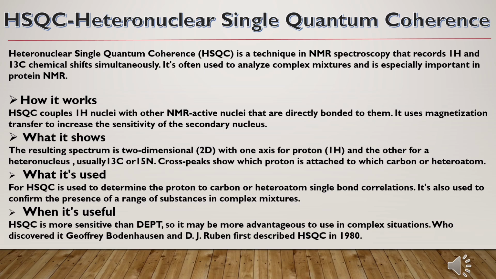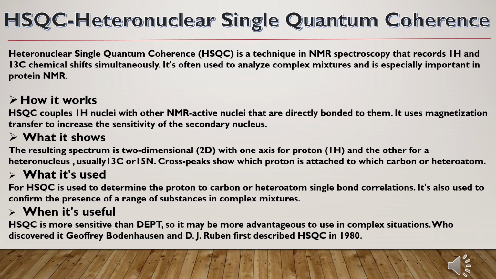HSQC, that is Heteronuclear Single Quantum Coherence Spectroscopy, is the NMR spectroscopy technique that records proton and carbon chemical shifts simultaneously. It is often used to analyze complex mixtures and is especially important in protein NMR. How does it work? HSQC couples proton nuclei with other NMR active nuclei that are directly bonded to them. It uses magnetization transfer to increase the sensitivity of the secondary nucleus.